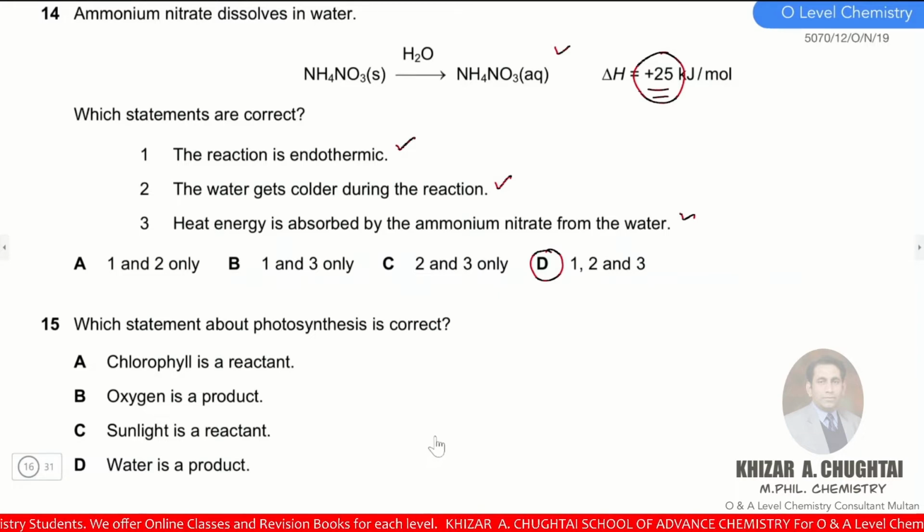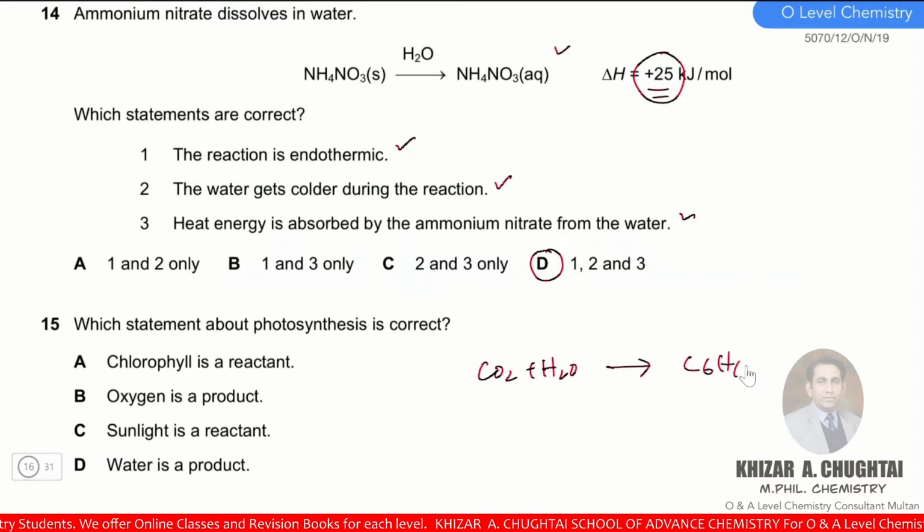Which statement about photosynthesis is correct? What is photosynthesis? Basically, you can say that it's when CO2 reacts with H2O in the presence of chlorophyll, and the formation of C6H12O6 plus O2 takes place. Oxygen is formed. So chlorophyll is acting as a catalyst in this mechanism basically. Oxygen is the product. Yes, it is true, right?